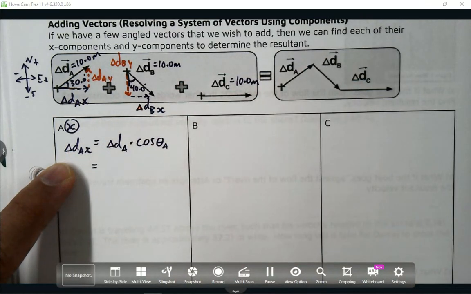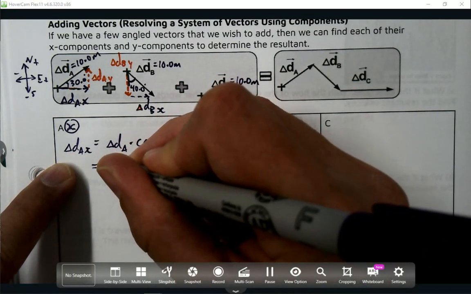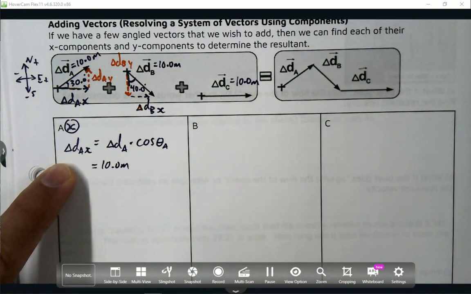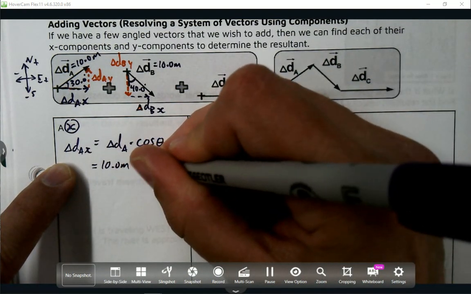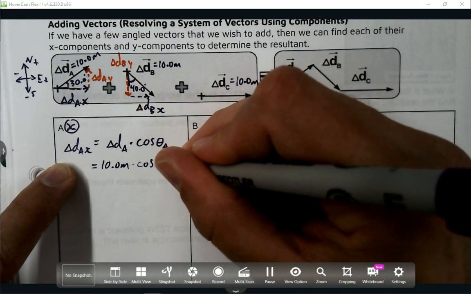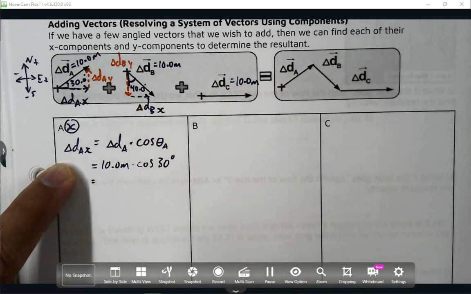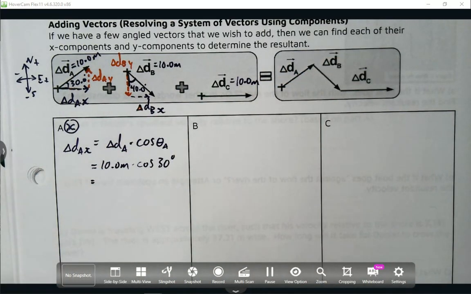But I sub in my values. I say displacement A is 10 meters. I say cosine of theta A is 30 degrees. I can come up with a nice round number. Somebody with a calculator, help me out. What's the nice round number? Actually, give it to me to 5 decimal places. What's this nice round number to 5 decimal places?